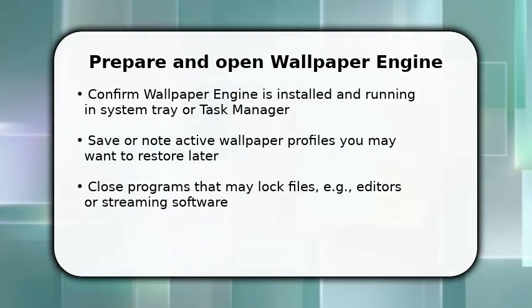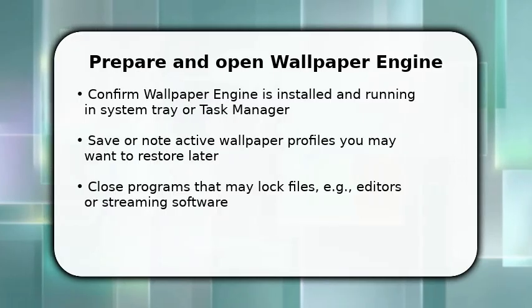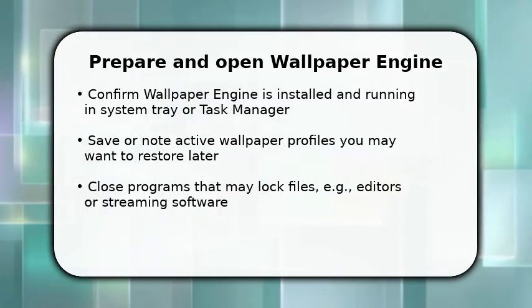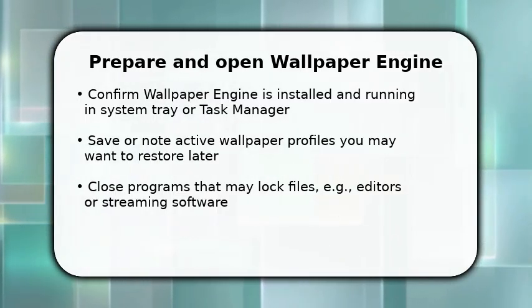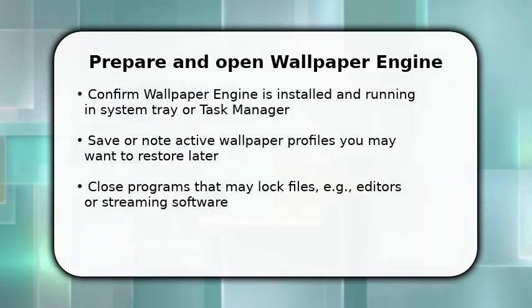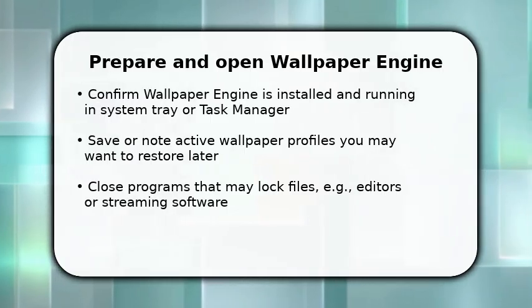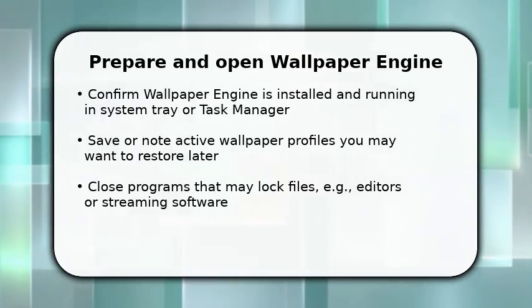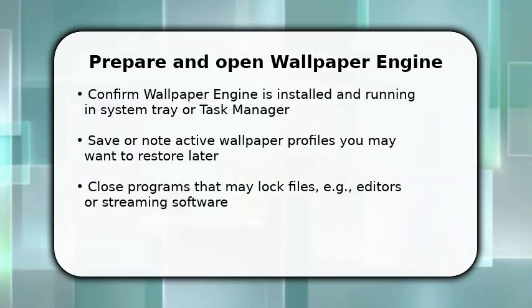You start by confirming Wallpaper Engine is active so you can disable it safely. Open the system tray or press Ctrl+Shift+S to check Task Manager. Locate Wallpaper Engine.EXE. Once done, save any wallpaper profiles you want to keep, because disabling will stop runtime changes.